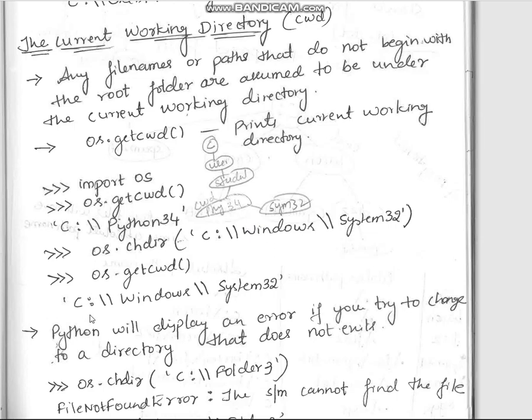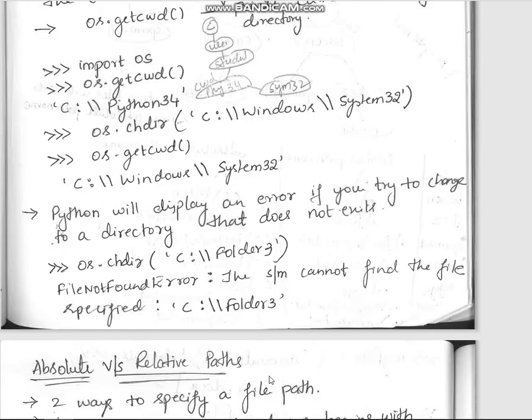Now again I am giving the command getcwd to know the current working directory. Now I am under this folder. When I give os.getcwd, I'll get the result as C://windows//system32. I've changed my current working directory from Python 34 to system32. So this is the use of the current working directory.